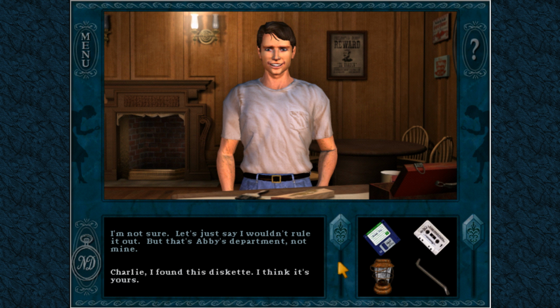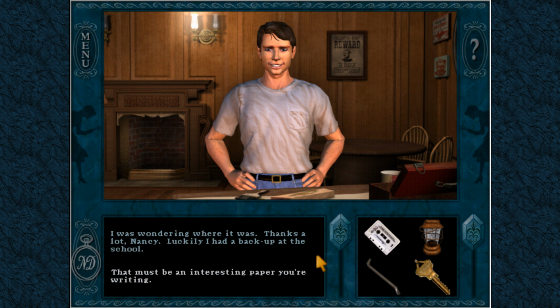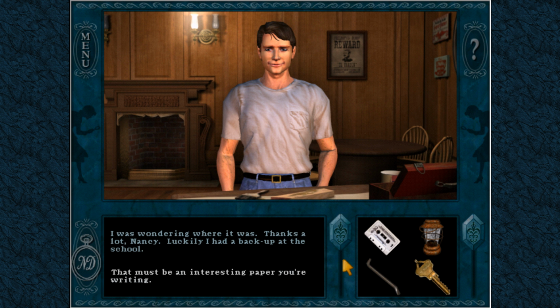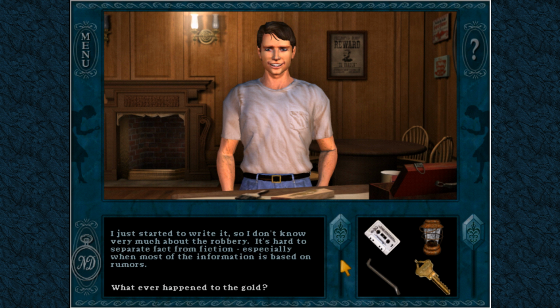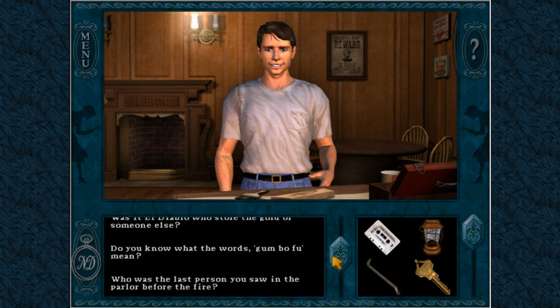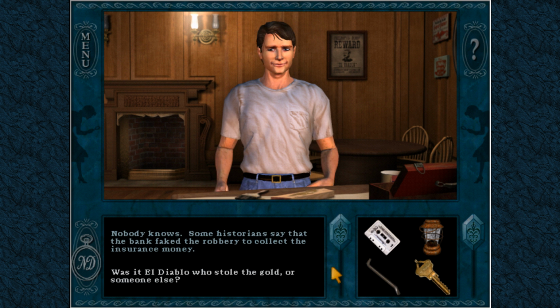Charlie, I found this diskette. I think it's yours. I was wondering where it was. Thanks a lot, Nancy. Luckily, I had a backup at the school. That must be an interesting paper you're writing. I just started to write it, so I don't know very much about the robbery. It's hard to separate fact from fiction, especially when most of the information is based on rumors.